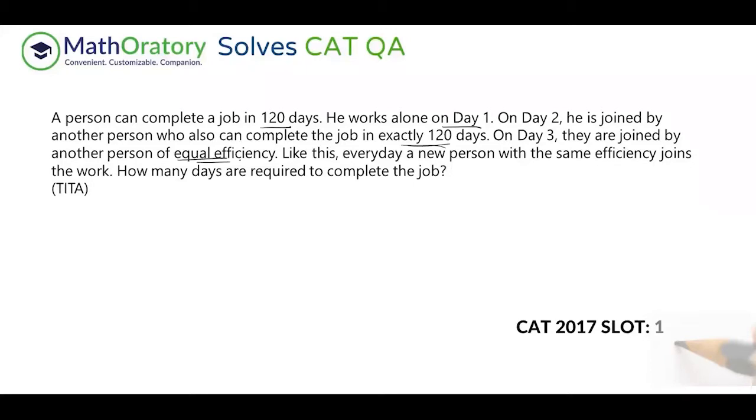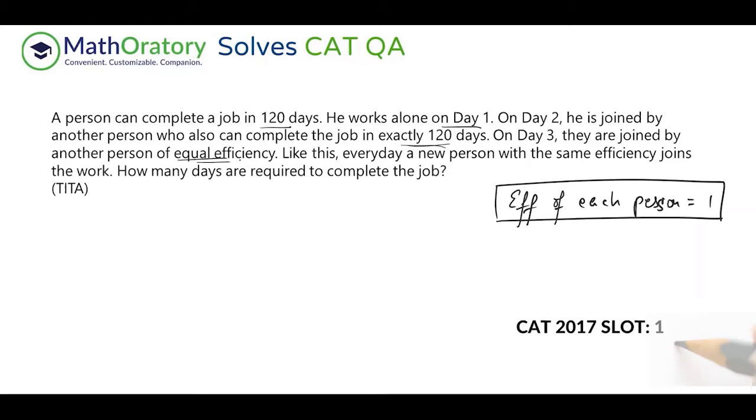So, every day, a new person is joining, but the new person has the same efficiency as every other person in the group, right? So all of the people have equal efficiency. So what you can do is just consider that the efficiency of each person is 1 unit. So if that is true, we know that each of the persons, so the first person, for example, can complete the work in 120 days.